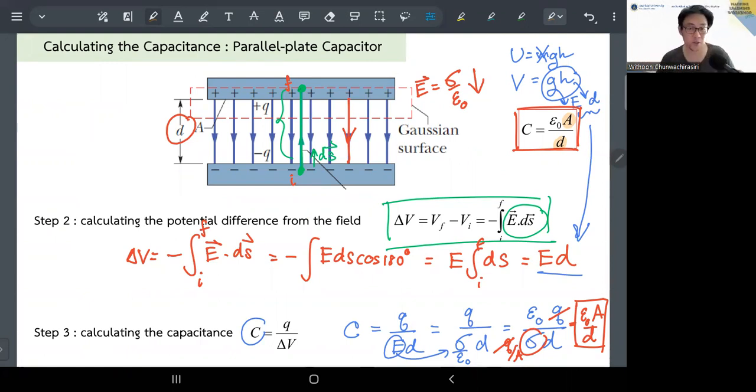So this is a conclusion. The capacitance depends only on the physical parameters, or the physical shape, of the capacitor. So things will change when the physical parameters or physical shape of those capacitors change.